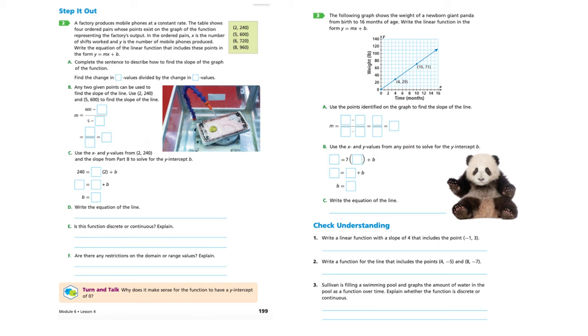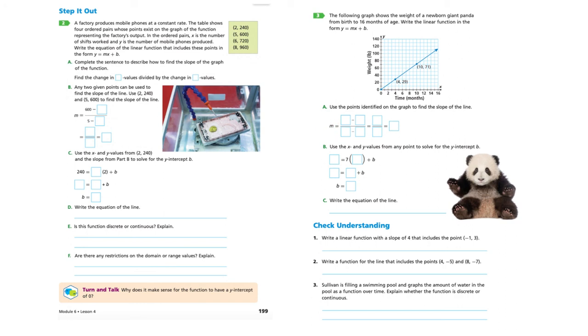Use the points identified on the graph to find the slope of the line. So they give you these 2 points. After 4 months, the panda weighs 29 pounds. After 10 months, the panda weighs 71 pounds. So use those points here to help you find the slope.